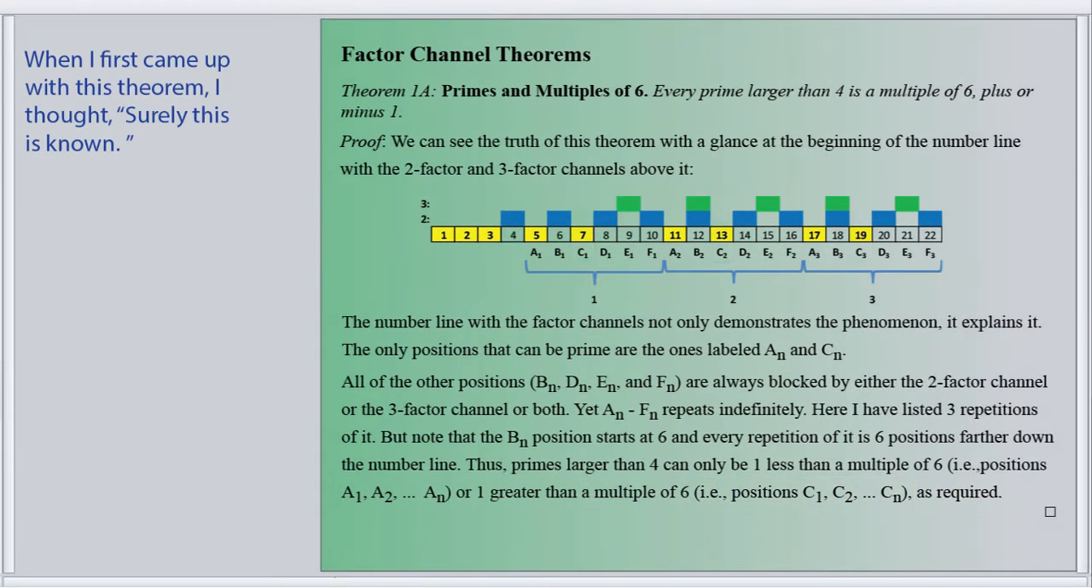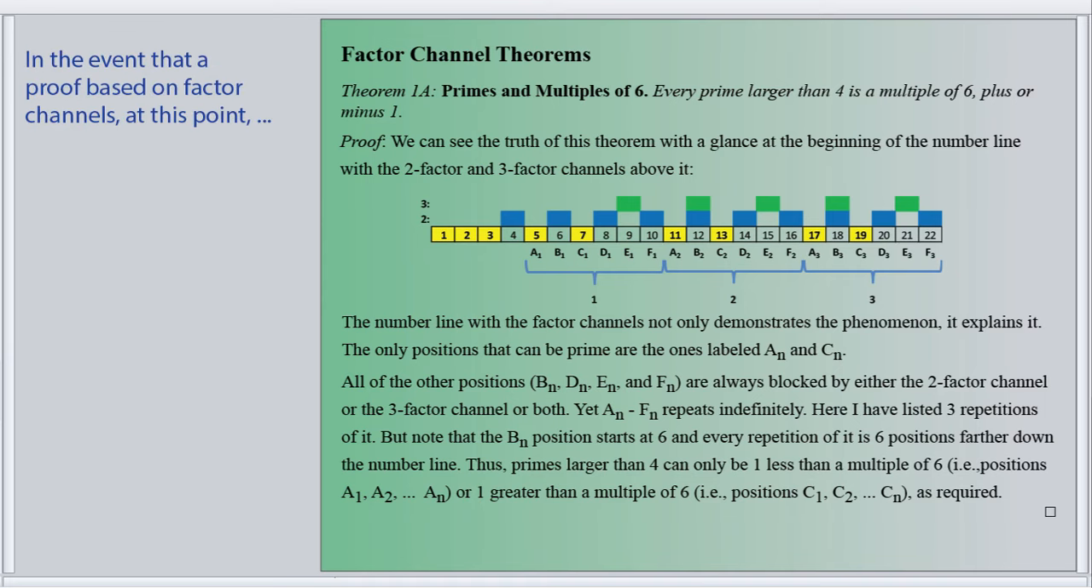When I first came up with this theorem, I thought, surely this is known. It isn't. Fermat realized that all primes greater than 3 are a multiple of 4 plus or minus 3, but that's the closest anyone has come to the multiple of 6 plus or minus 1 rule. To see that rule, one really needs to think in terms of factor channels.